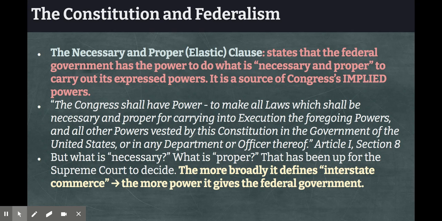government has the power to do what is "necessary and proper" to carry out its express powers. And this again is a source of, in general, Congress's implied powers. Now, there's the text of it there. The Congress shall have the powers to make all laws which shall be necessary and proper for carrying into execution the foregoing powers and all other powers vested by this Constitution in the government of the United States or any department or officer thereof, right?